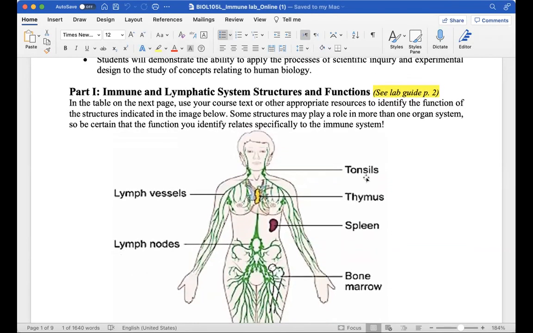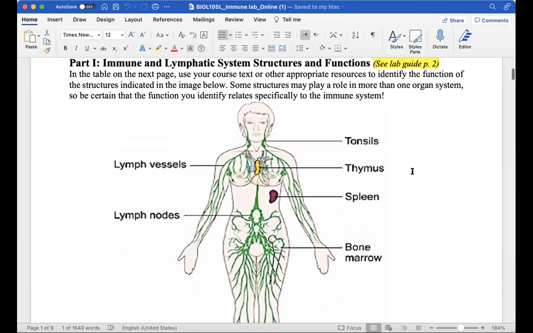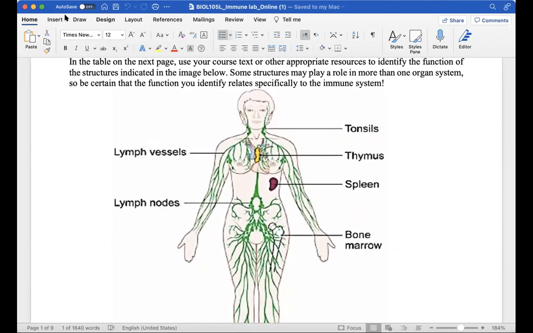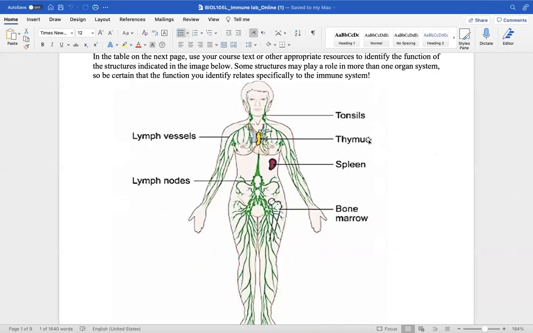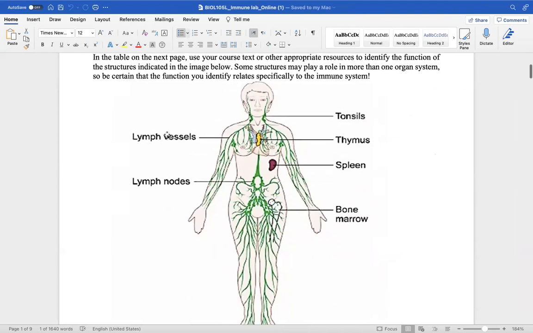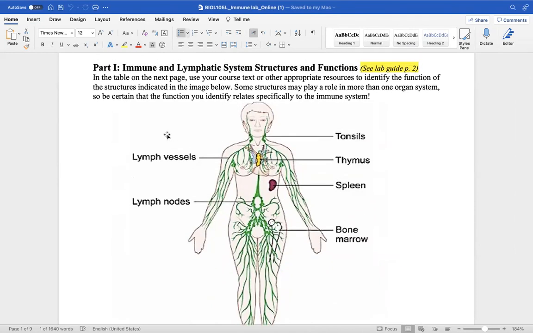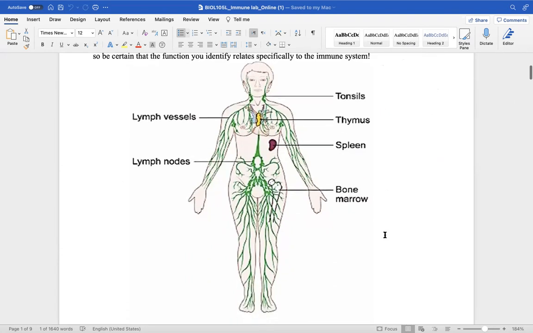Here we have the immune and lymphatic system structures and functions, and you can use your course textbook as well as other resources to help you as you're going over the immune system. We have the tonsils, the thymus, the spleen, bone marrow, lymph nodes, and lymph vessels, and basically your lymphatic system is like your body's cleanup system. It helps you clean up anything that's being broken down in your body. It helps with white blood cell production. So we put our lymphatic system and our immune system as one and the same.